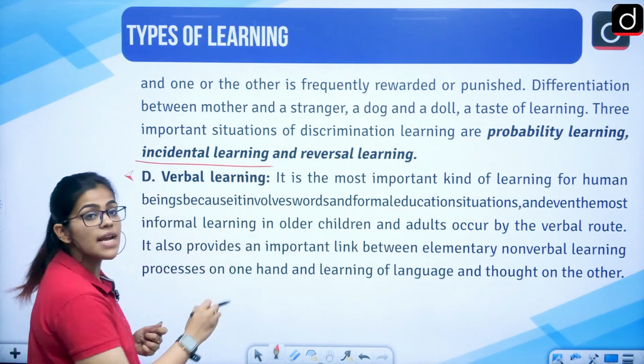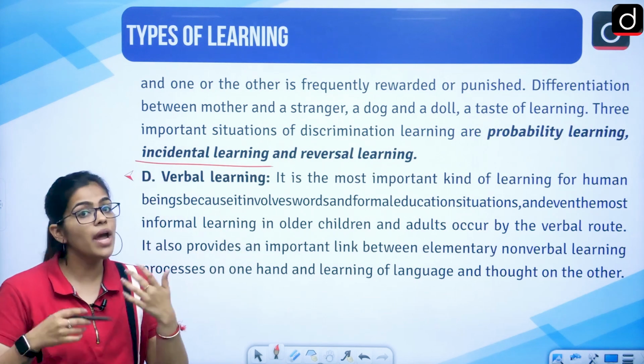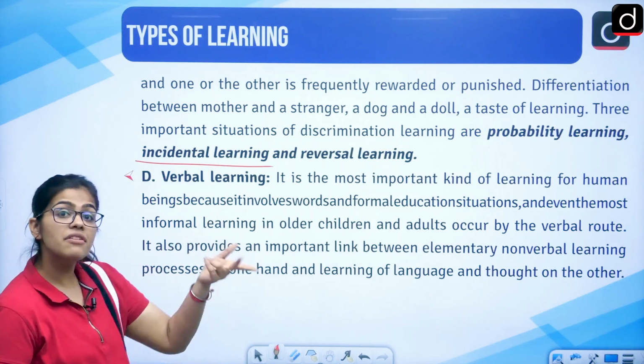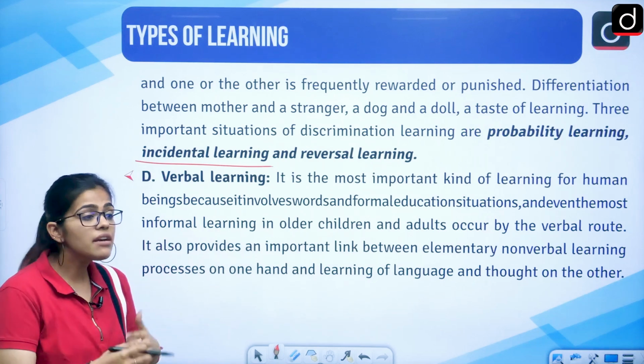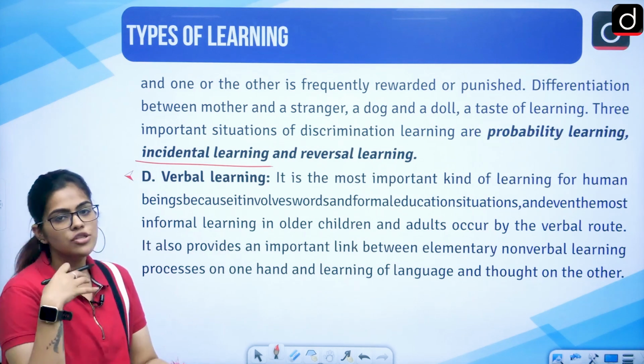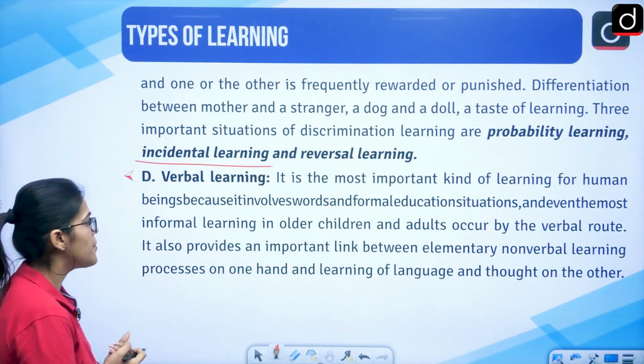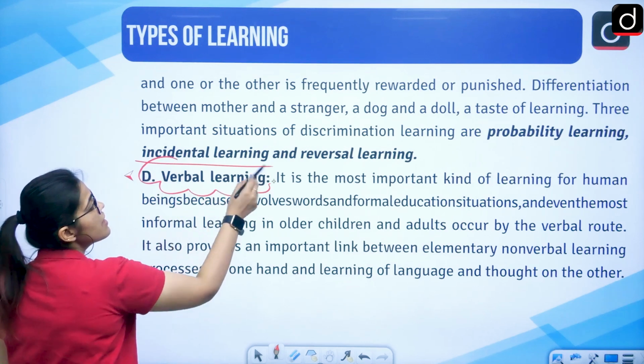There can be incidental learning. Some incidents can have a major impact and you can learn through them. There can be reversal learning. Maybe you are getting rewards out of it, so you will do it. One day the rewards are stopped, so you are also going to stop doing it. Reversal learning can happen. Then verbal learning will start.